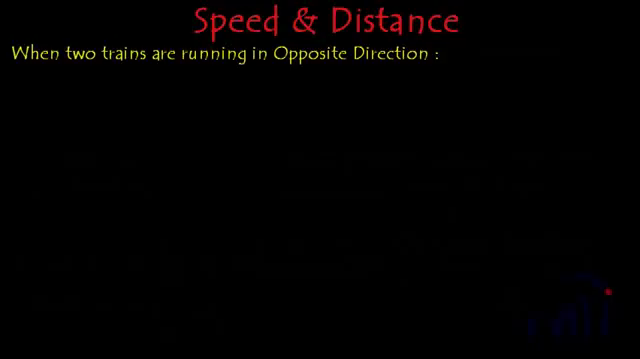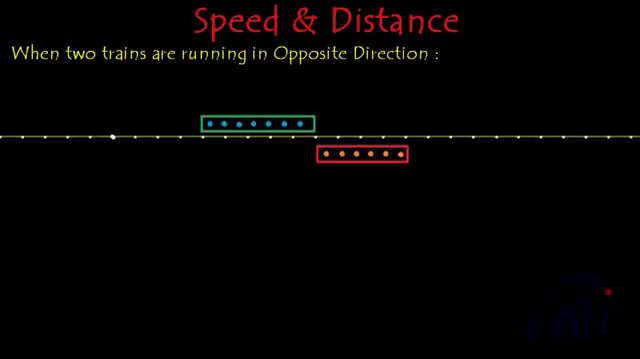Hi. So in this video we are going to discuss what happens when two trains running in opposite directions try to overtake each other. So let's have a drawing of trains. Here we have a drawing in which we have two trains. One is colored in green and another one is colored in red, right?